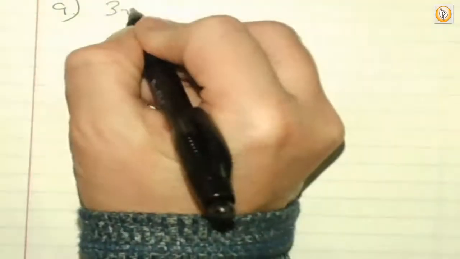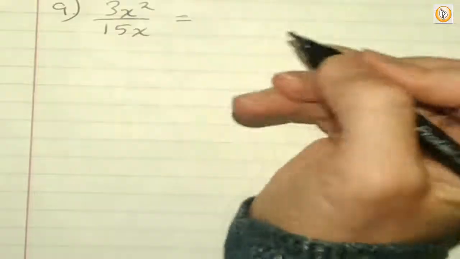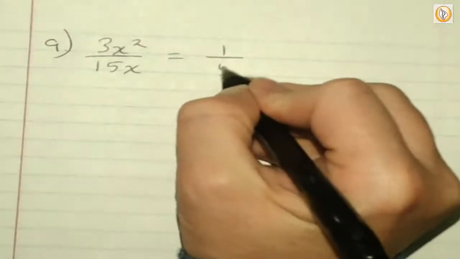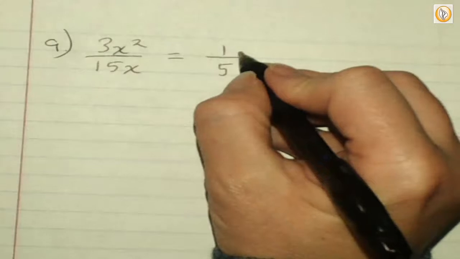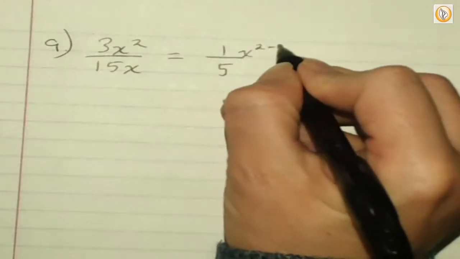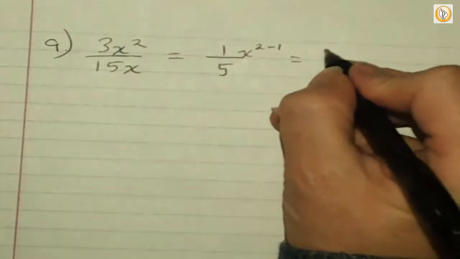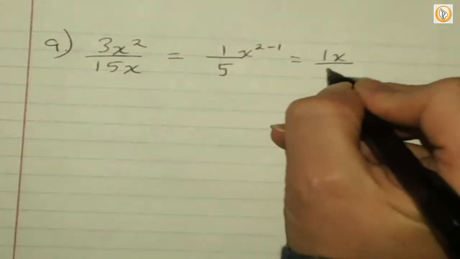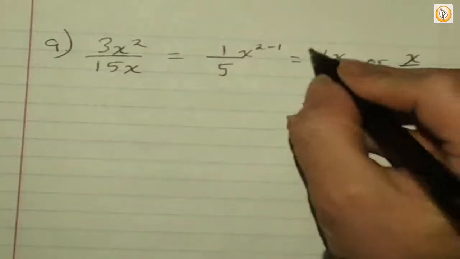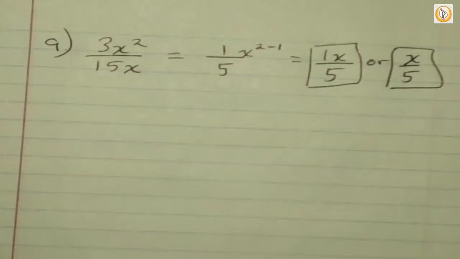So I have 3x squared over 15x. Ariel. It would be 1 over 5x. Okay, let's talk it through. X squared minus 1, right? Yeah. Which gives you x. Just 1. Perfect. Or you can say x over 5. So either one of these. Any questions?